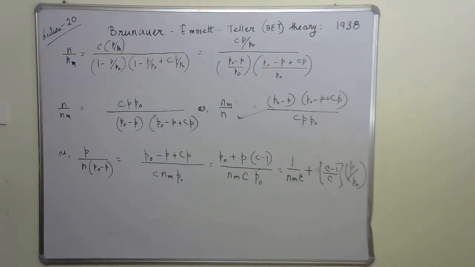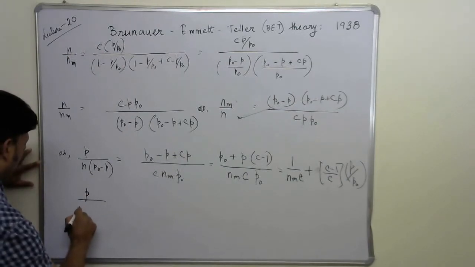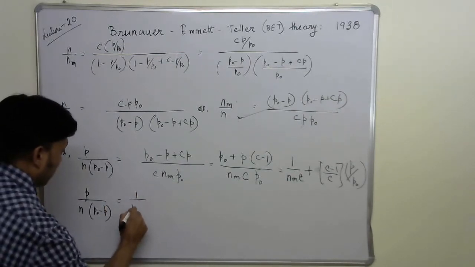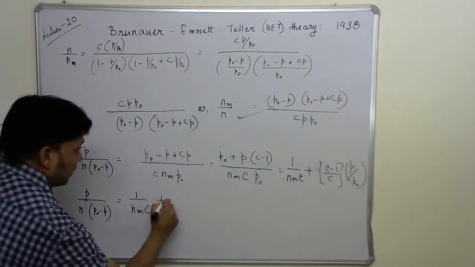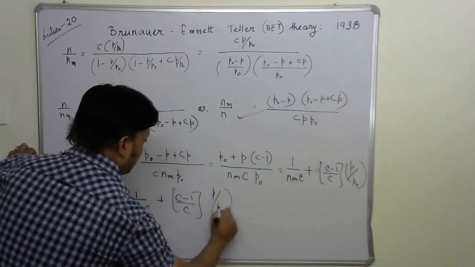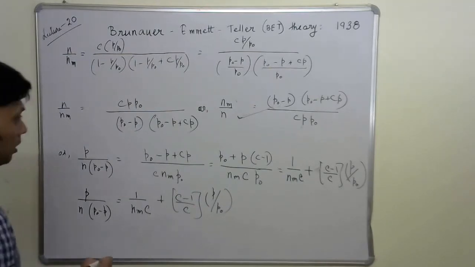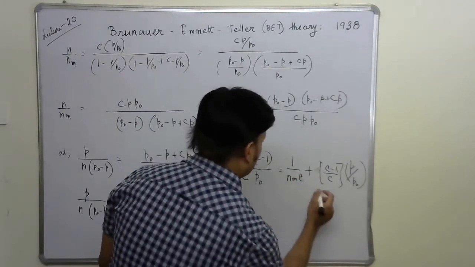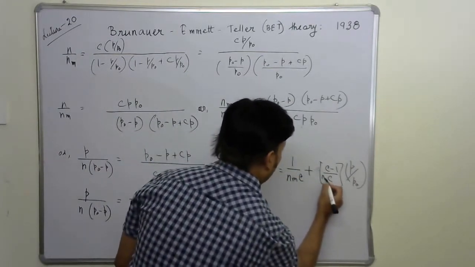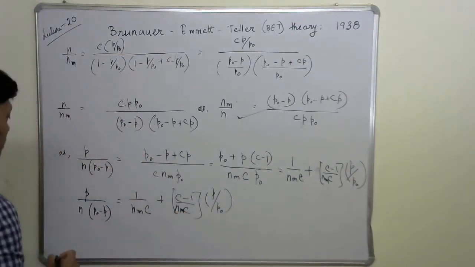so if you look at the equation here, I am bringing it down once again: P divided by N multiplied by P0 minus P is equal to 1 over Nm multiplied by C plus C minus 1 divided by C multiplied by P over P0. All right, so therefore, okay, I think I missed the Nm part over here, because while transferring it, it should be the common denominator, so the Nm part was there. Okay, so we should have Nm also here.